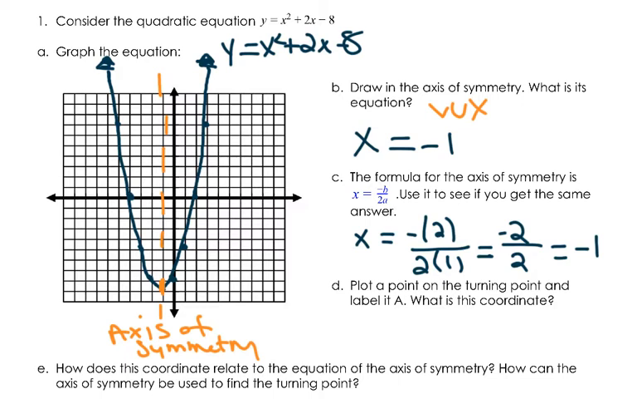They're also asking us to plot the point of the turning point and label it A. So the turning point is where this graph actually turns, right? So that's actually right here. That's that point right here. I'm going to label that A. And they're asking what's the coordinates. Well, the coordinates for that point is -1, -9.